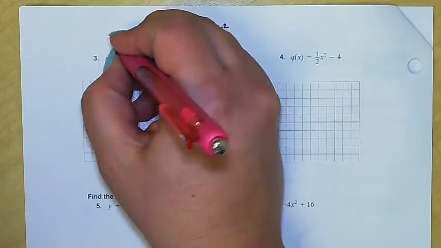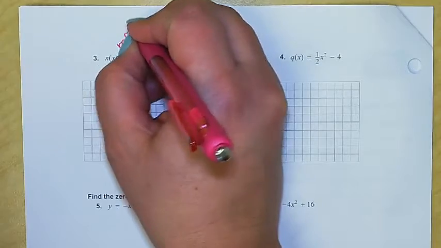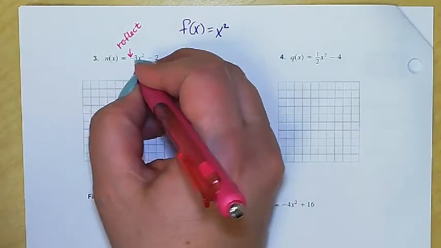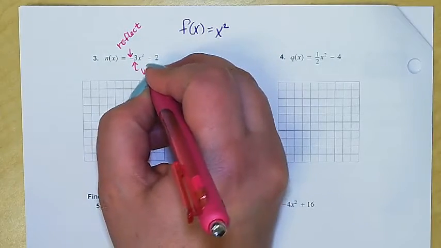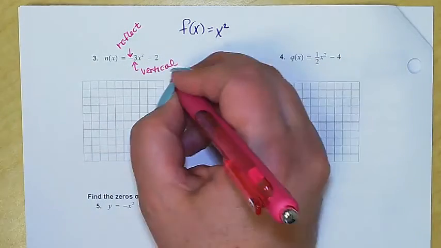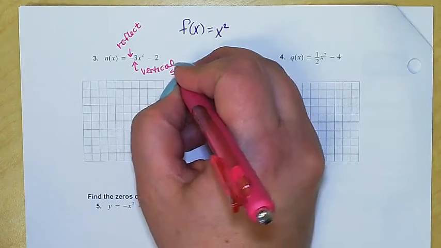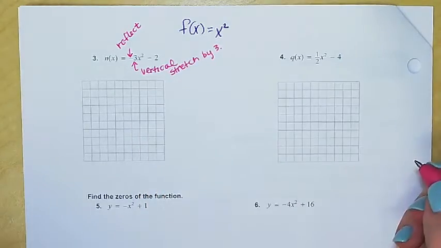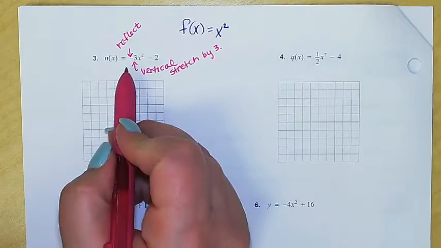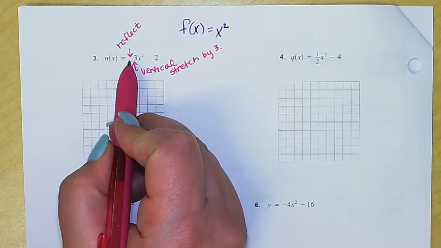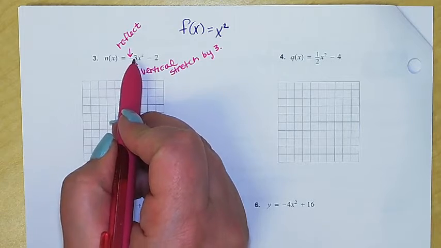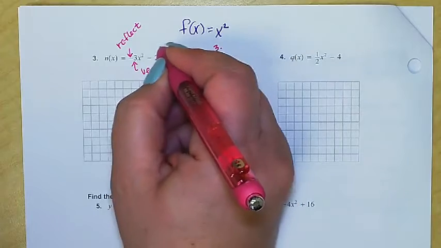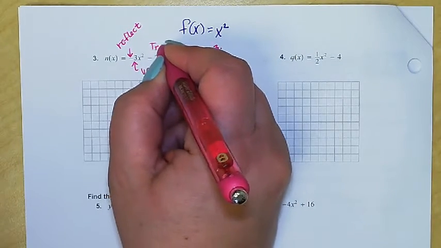The negative is going to cause it to reflect. That's for sure. The 3 is not in parentheses, but there's a 3 here, so that's going to be a vertical stretch. It's a vertical stretch by a factor of 3. So we expect it to be reflected and look down, go downward. We expect it to be narrower or vertically stretched by a factor of 3. And then that negative 2, like we said, is going to be translated 2 units down because it's negative.